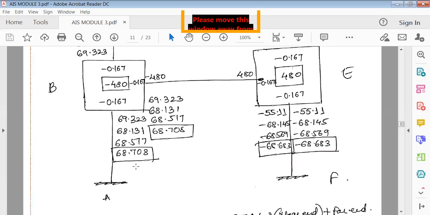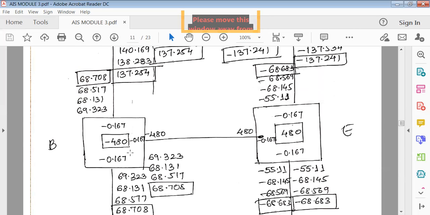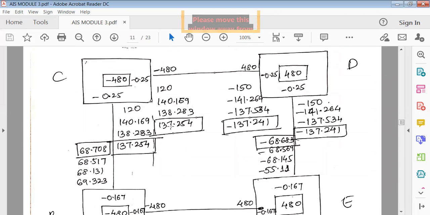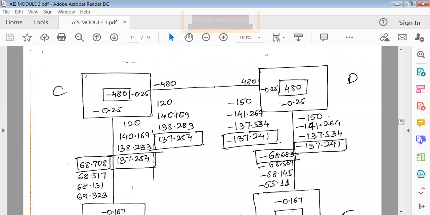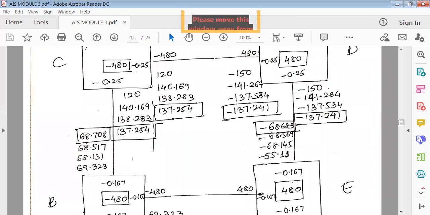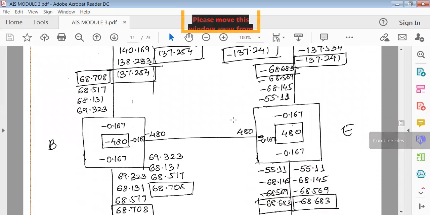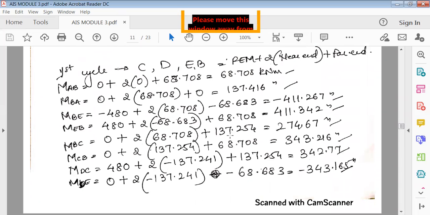So you can write here BA, BE, EB, EF, just below this only. I have not written here, of course, but it's better you start writing here. So here also the same, CD, CB, and BC. Just go on writing like this, then it is easy for you to use it. Now you can see here again the formula goes like this.